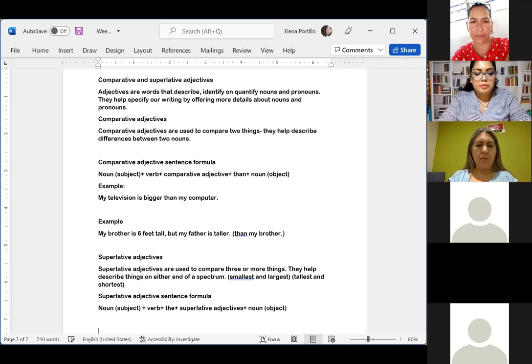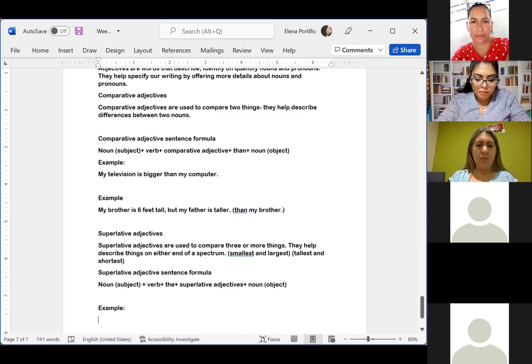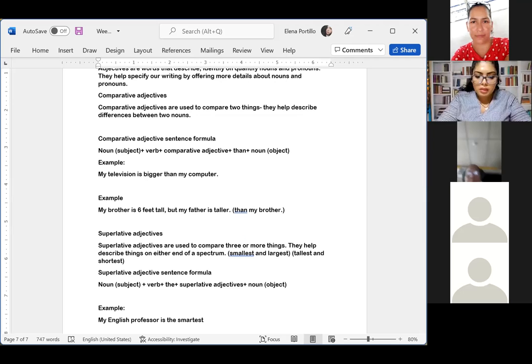So we have the example. My English professor is the smartest person. So in this case, we are saying that the English professor is the smartest person, es la persona más inteligente. So in this case, maybe this person made a comparison between different English professors, and came to the conclusion that this person is the smartest of all of those professors. So, aquí tenemos el superlativo, ya tenemos la fórmula, cómo vamos a crear la oración.